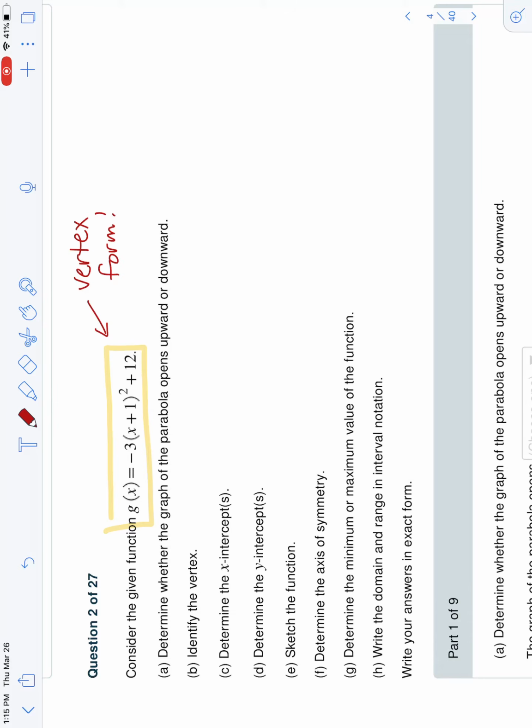So what's really good about vertex form? Well, you look at it, you will be able to tell what the vertex is immediately. Now remember, vertex form is y equals a times (x minus h) squared plus k, right? And the vertex is (h, k). So if they ask you for the vertex, all I need to do is just read what h and k are.